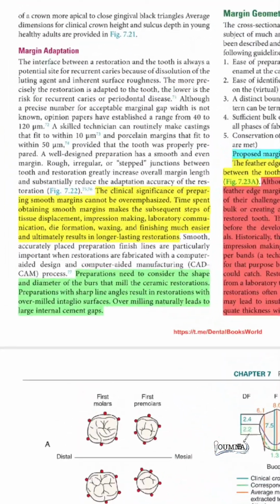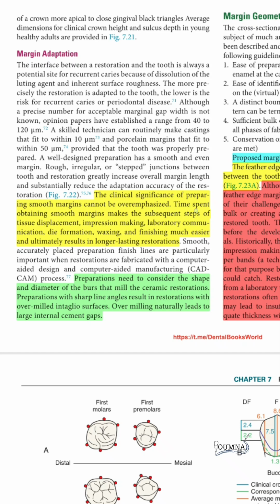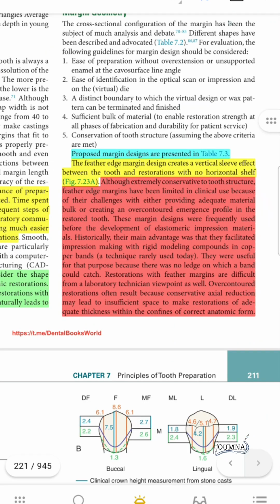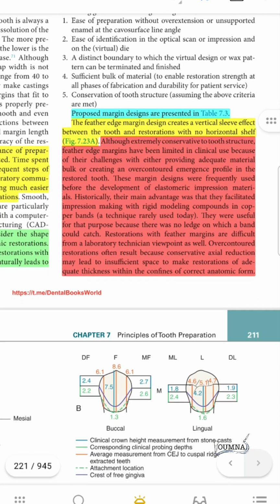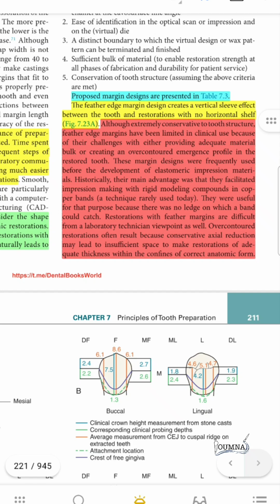Here we emphasize the importance of preparing smooth margins, which will make all the subsequent steps of tissue displacement, impression making, and laboratory procedures easier and will increase the long-term life of the restoration. And the feather edge margin is the simplest margin preparation, where the tooth is considered smooth with the restoration, and there is no horizontal shelf.